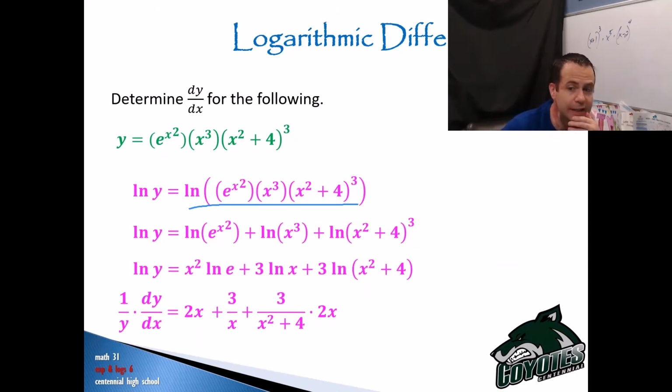Okay, so now I need to clean some things up. Obviously, this is going to be 6x up top here. And I want a common denominator. So my common denominator is going to actually have to be x times x squared plus 4. I'm also going to multiply both sides by y. Okay, so this guy is going to have to get multiplied by x and x squared plus 4 in order to get a common denominator. This guy is going to have to get multiplied by x squared plus 4. And this guy has to get multiplied by an additional x. Okay?